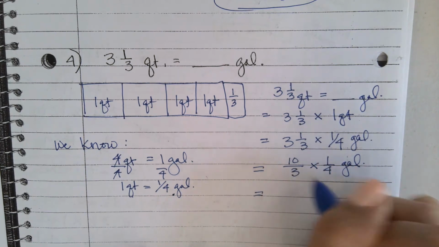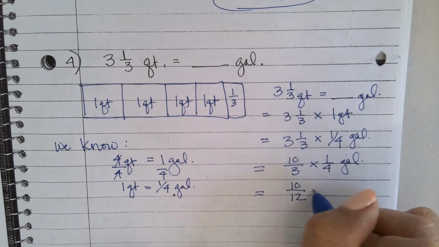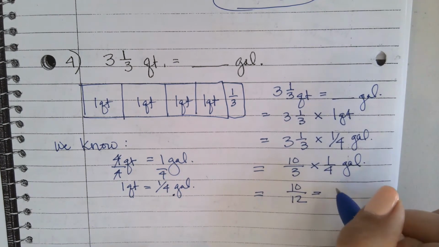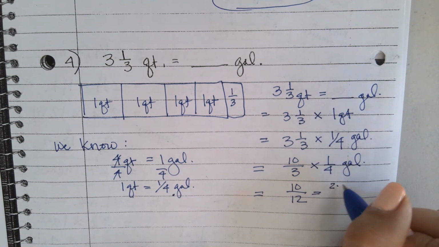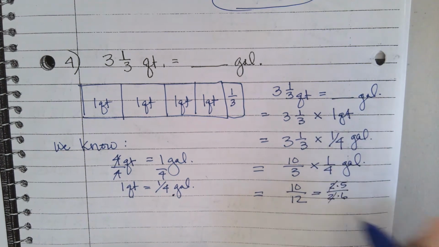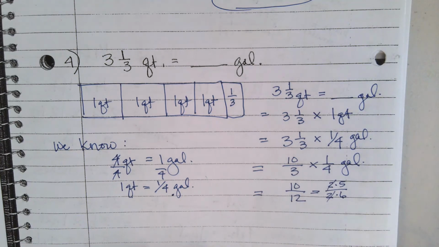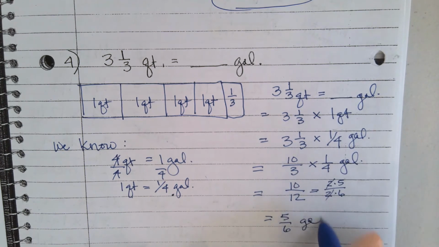So it's not necessary really to cross cancel here. We can do it down here. We end up with 10/12. 10/12 ends up with what? 2 times 5 is 10. 2 times 6 is 12. Cancel out our 2's and those become 1. It becomes 5/6 of a gallon.